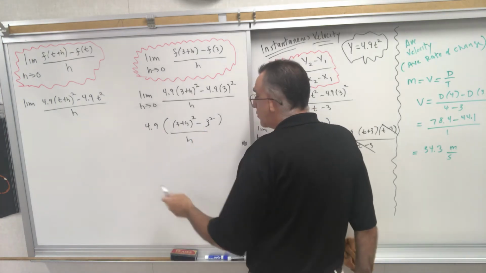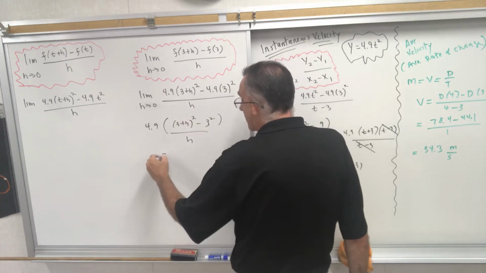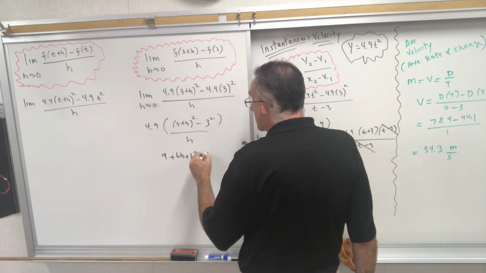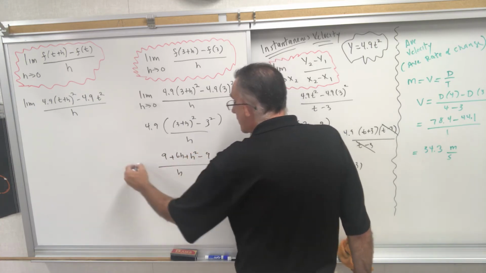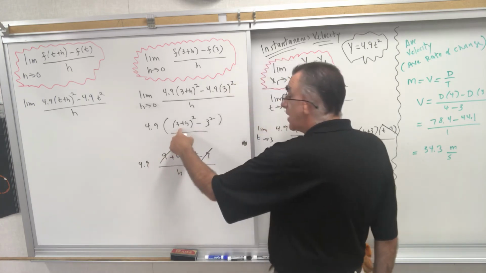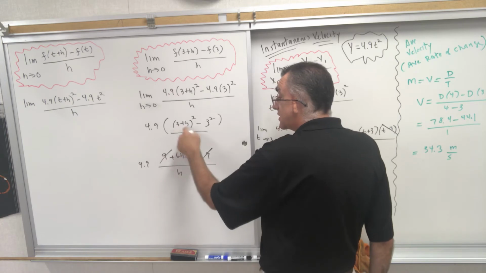The 4.9, of course, is the gravitational pull thing, so just hold off on that for right now. 9 plus 6h plus h squared minus 9, over h. You've got your 4.9 out front. The 9s cancel. So I FOILed that out, right? 3 squared is 9, middle term 6.